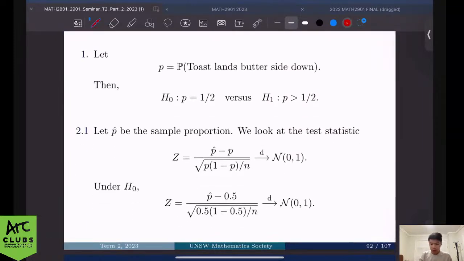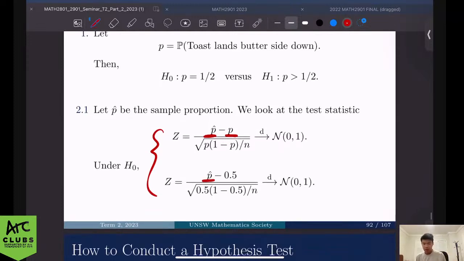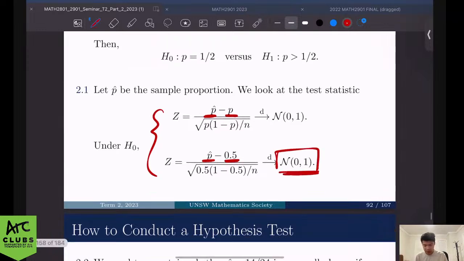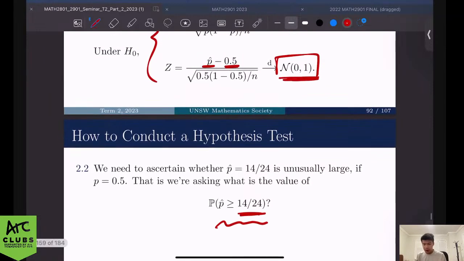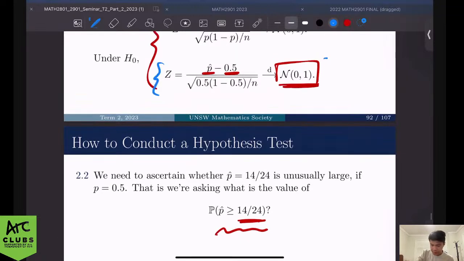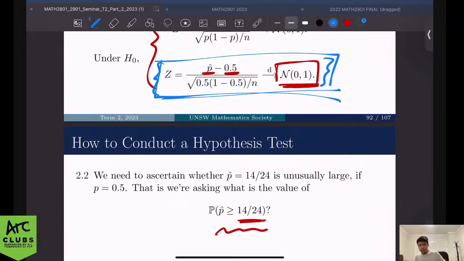Another example you can do is a sample proportion. In this case, you would compute the probability of getting something greater than your observed value. Under the null, if it is true, then the test statistic, the sample proportion minus 0.5, is going to be normally distributed. Normally our test statistic would follow the N(0,1) distribution.